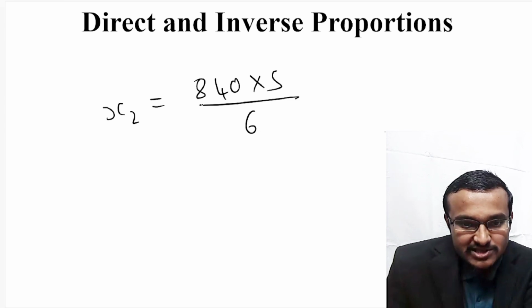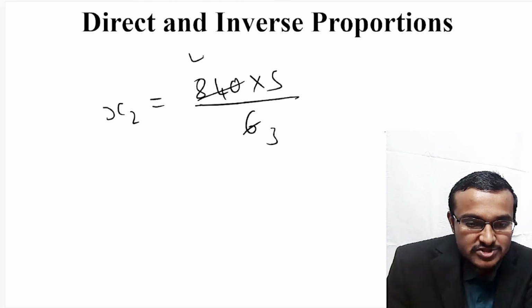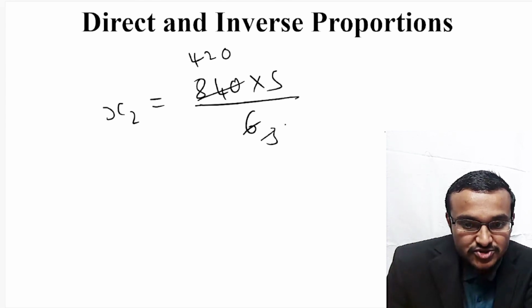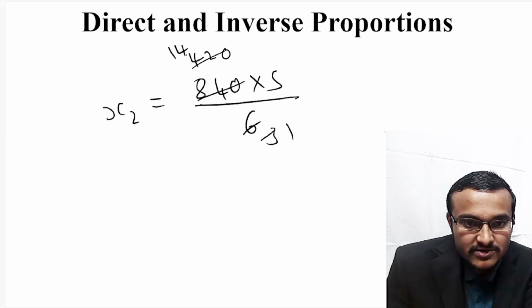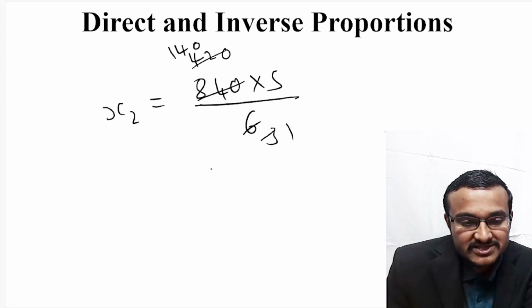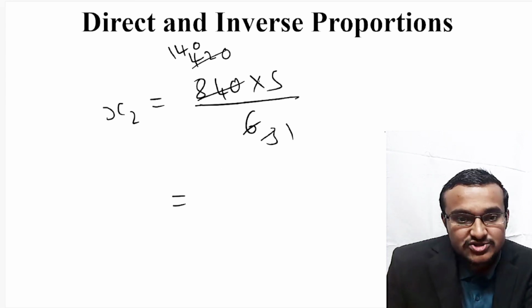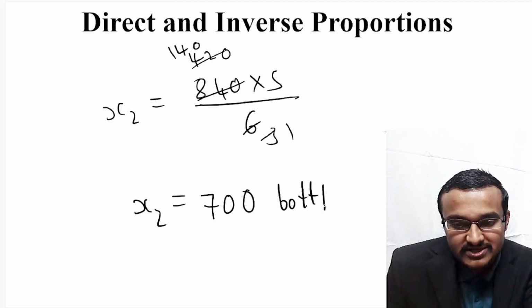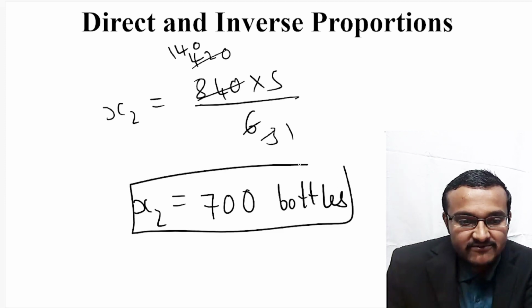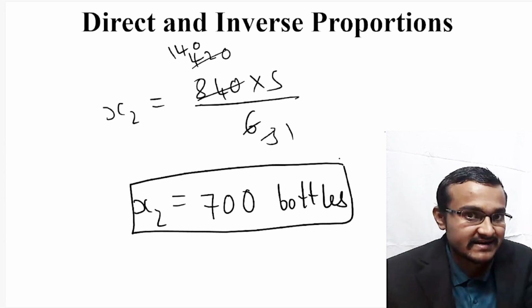So here you can solve this. This can go with 2. So 2 3s are 6, 2 4s are 8, 2 2s are 4, 0. So 3 1s are 3, 3 1s are 3, 1 is remaining, 12, 4s are 12. So 14, 1 0 is there. 140 into 5. So what is 140 into 5? 5 zeros are 0, 5 4s are 20, 2 carry, 5 1s are 5 plus 2 is 700. So x2 is equal to 700 bottles. So in 5 hours this particular company can fill 700 bottles.